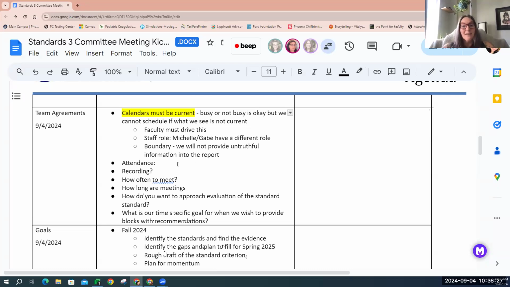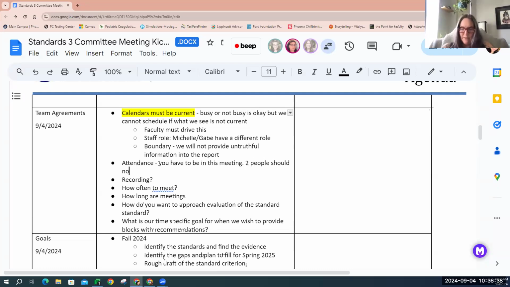Attendance is absolute. You have to show up. You have to do the work in this. We can't have two people pulling an entire standard. I won't be at every meeting. Marilyn won't be at every meeting. She's going to help facilitate and pull some stuff together so there's a common understanding of what's going down. But we still need each of these to continue to work.